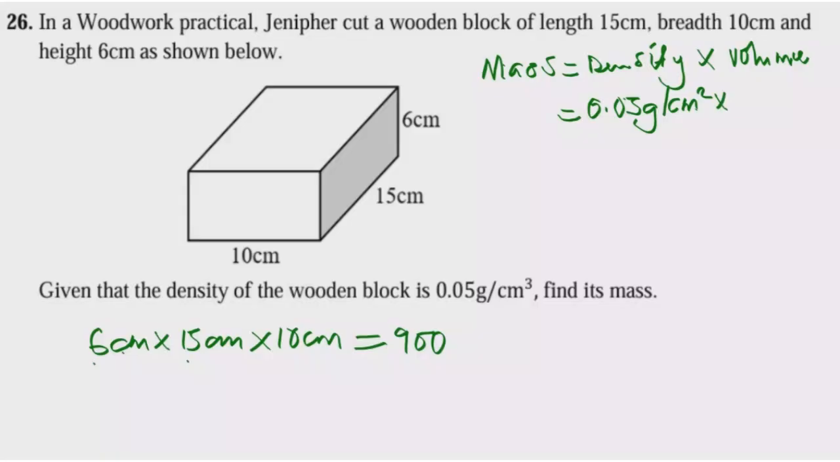Okay, so centimeter times centimeter, that is centimeter squared, times centimeter, that is centimeter cubic. So we're going to have centimeter cubic. If you know the unit for volume, you don't have to multiply the centimeter. So we're going to say 900 centimeter cubic, that is the volume.